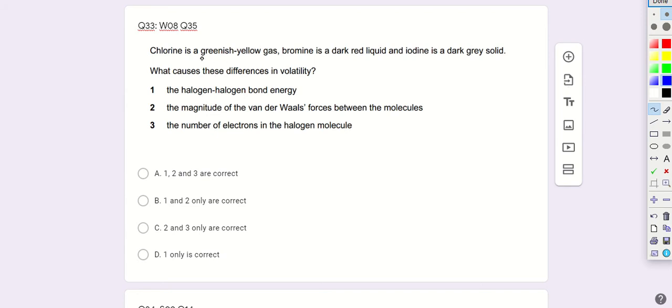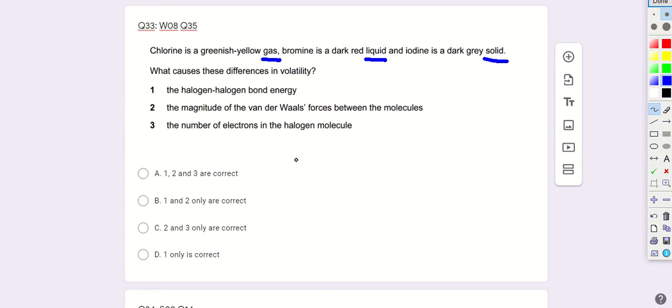So chlorine is a greenish yellow gas, bromine is a liquid, and iodine is a solid. So why does chlorine have a higher volatility, bromine lower, and iodine the lowest? Okay, so what causes this?